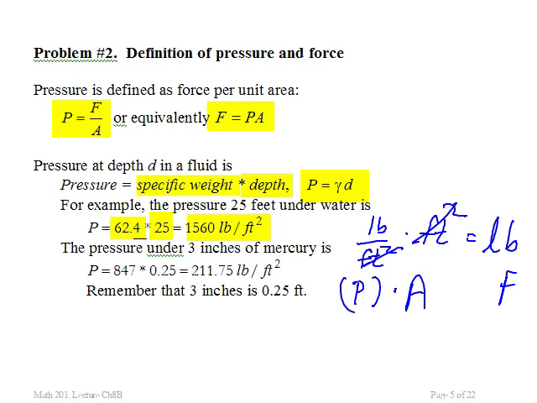Here's another example. So you're looking for the pressure under 3 inches of mercury. Well, the pressure is the specific weight of mercury, which is 847. So that's 847 pounds per cubic foot. And I have to multiply it by the distance that you are underwater. It's 1/4 of a foot. And we get 211 3/4 pounds per square foot.